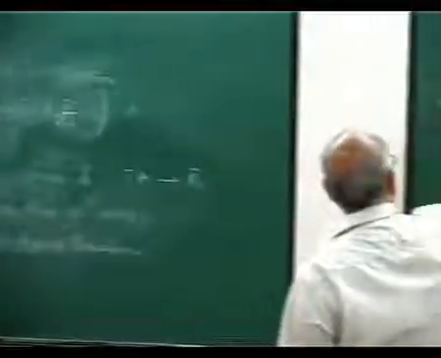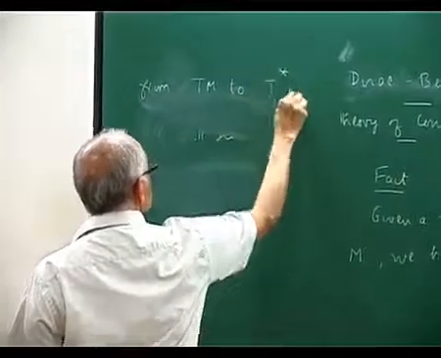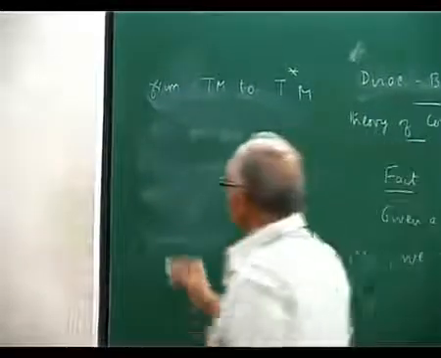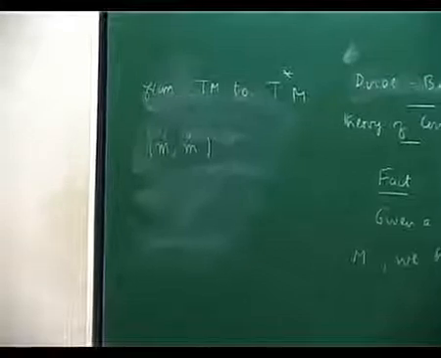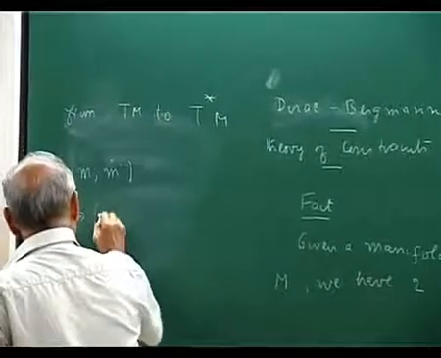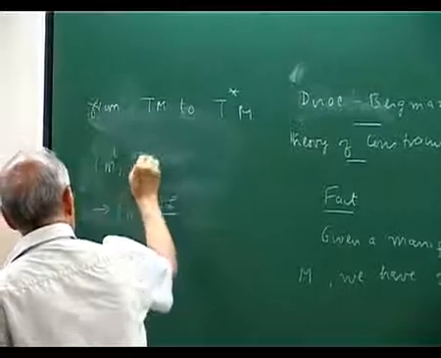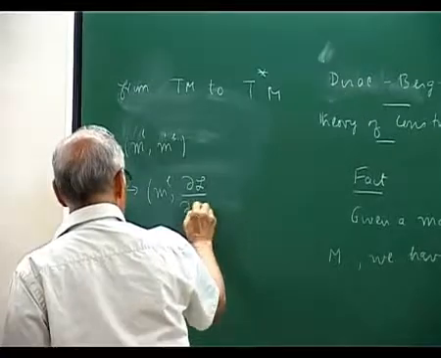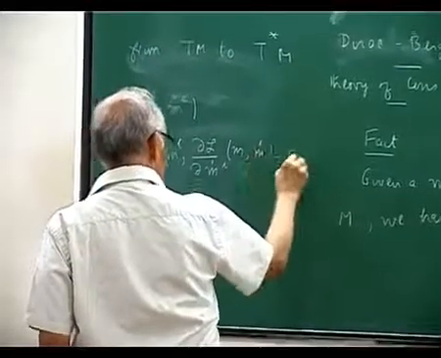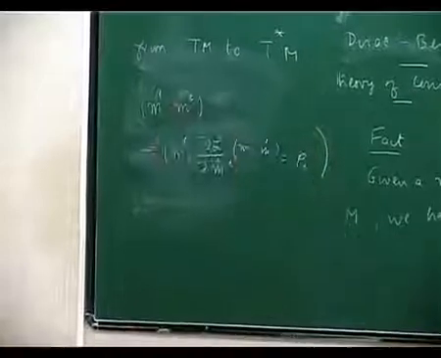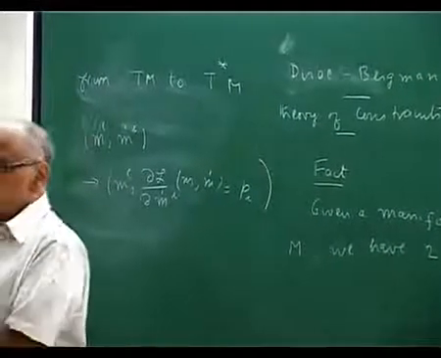From TM to T star M. So what does it do? It takes a point m and m dot, and the image of this point is m and dL over d m dot i, takes m i and takes you to dL over d m dot i at m and m dot. So this is my p i. So this is a mapping. It takes you from the tangent bundle to the cotangent bundle.